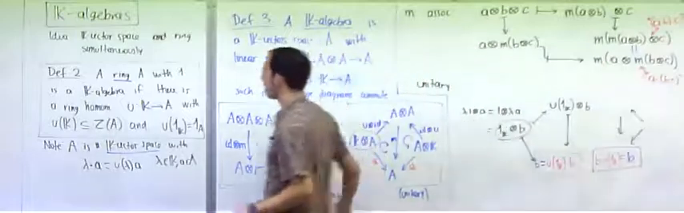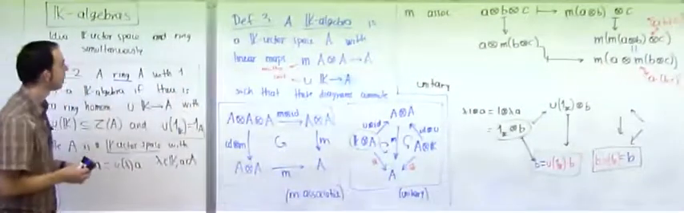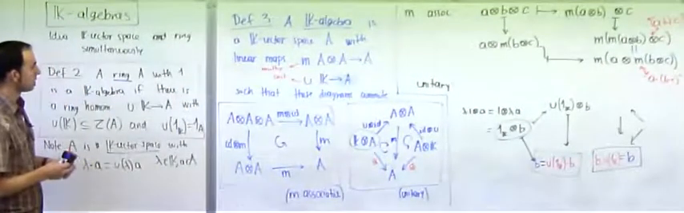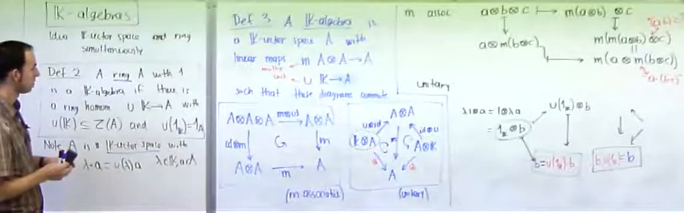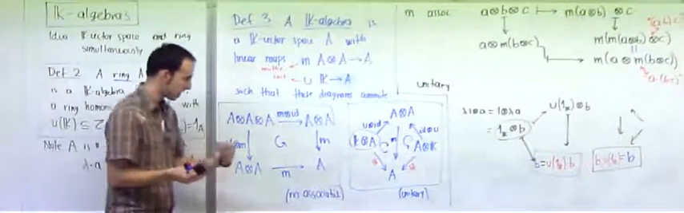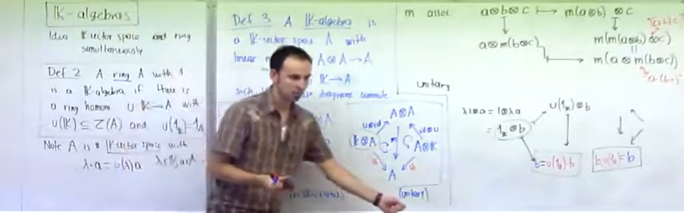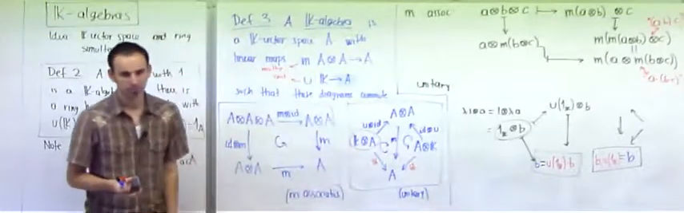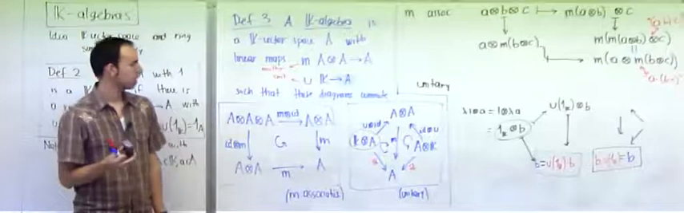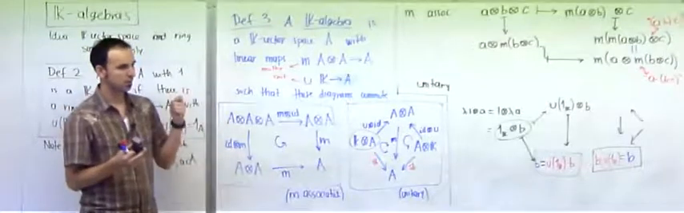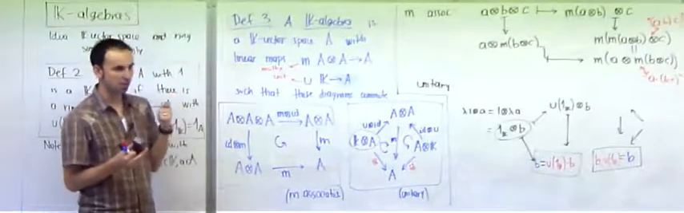Now, one thing you should see about this is that, basically, it looks like we're about to define a multiplication that is associative and has a multiplicative identity. But have we actually defined a multiplication on A?